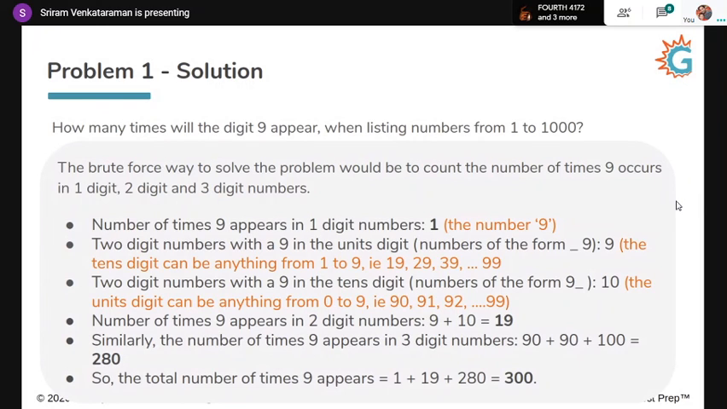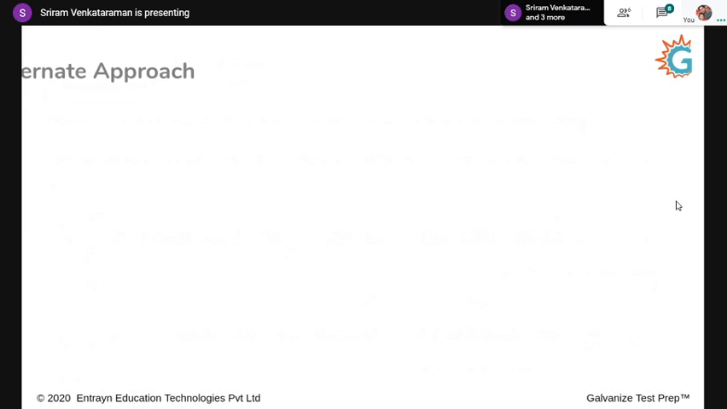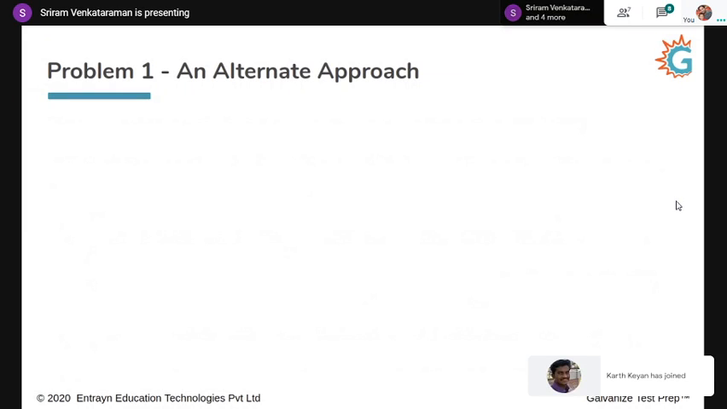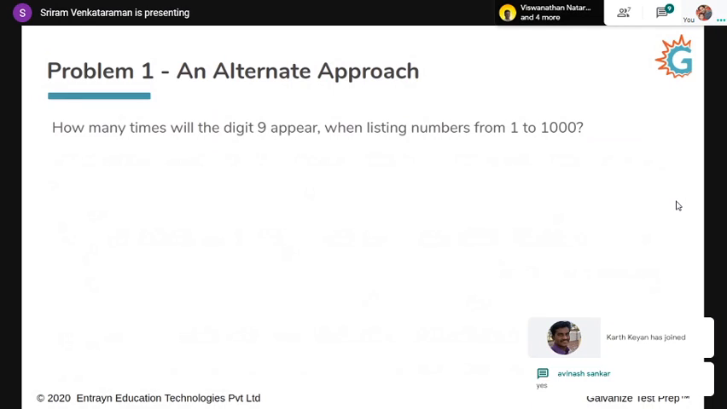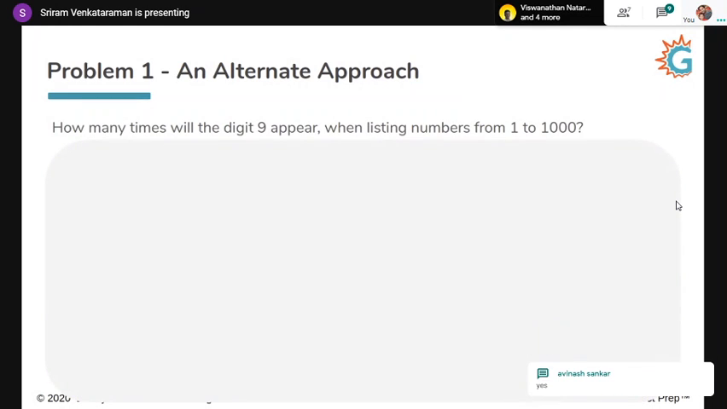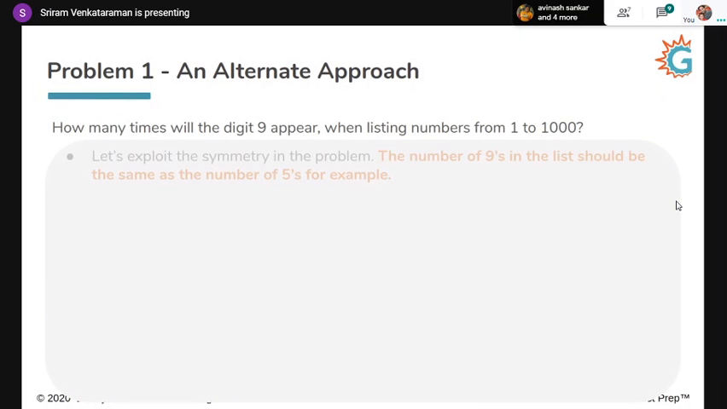Okay. Now, is there a smarter way to do this? For that, I'm going to suggest an alternate approach. The way I'm going to do this is I'm not going to take this list, but I'm going to take a slightly different list. The idea is to exploit the symmetry in the problem. The number of nines in this list should be the same as the number of fives. There should be no difference. The number of fives should also turn out to be 300.